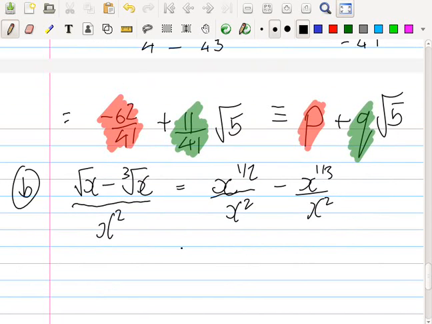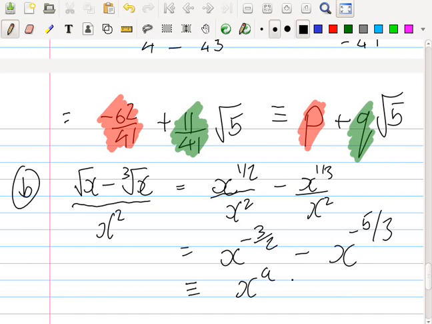Now when I divide, what do I do to the powers? I subtract. So a half minus 2 is minus 1.5. And then a third minus 2 is minus 5 thirds. Is that right? And again, you're finished, because he says write this in the form of x power a minus x power b, where a and b are fractions. So a is minus 3 over 2, and then the b is minus 5 over 3.